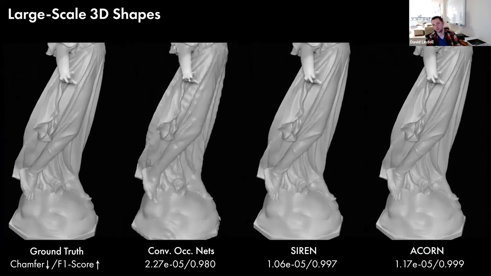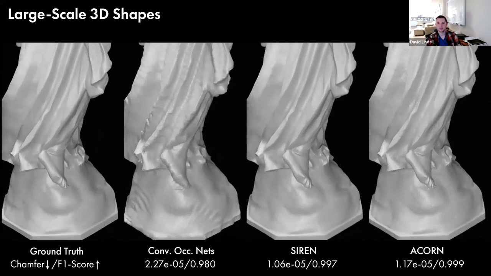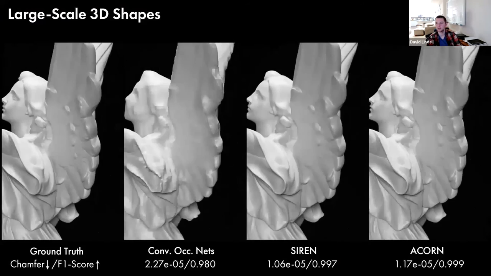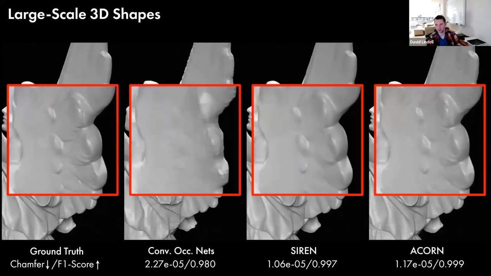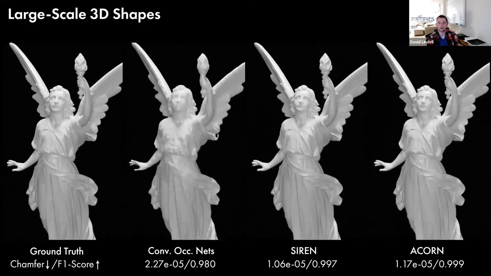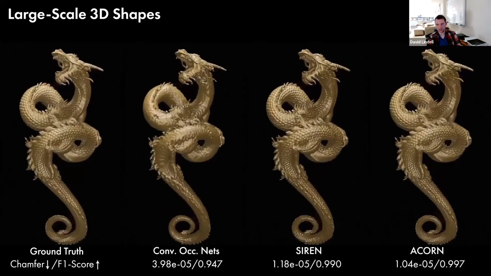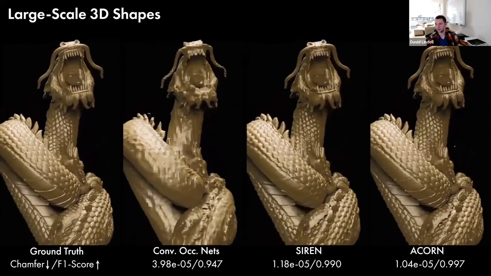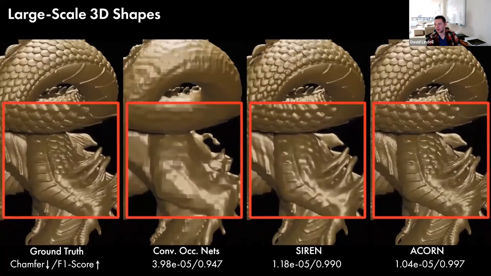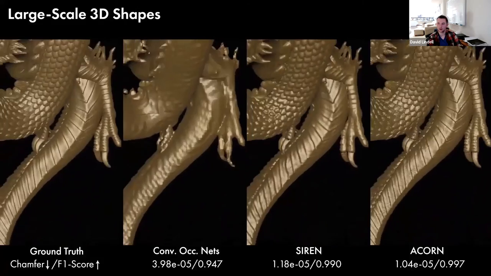And here are some additional results for 3D shape fitting. This is a similar idea to what we showed with SIREN, where you're representing the 3D shape using the neural network. And the advantage with ACORN is basically that we can train these faster than SIREN or other representations, and we achieve a higher fidelity fit to these 3D shapes as well. So you can see in the scales of the dragon and these fine details on the legs and these grooves and etched regions are captured with higher quality.